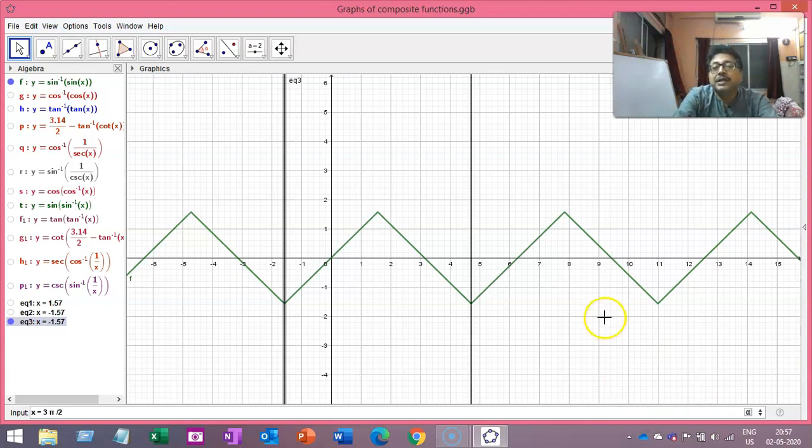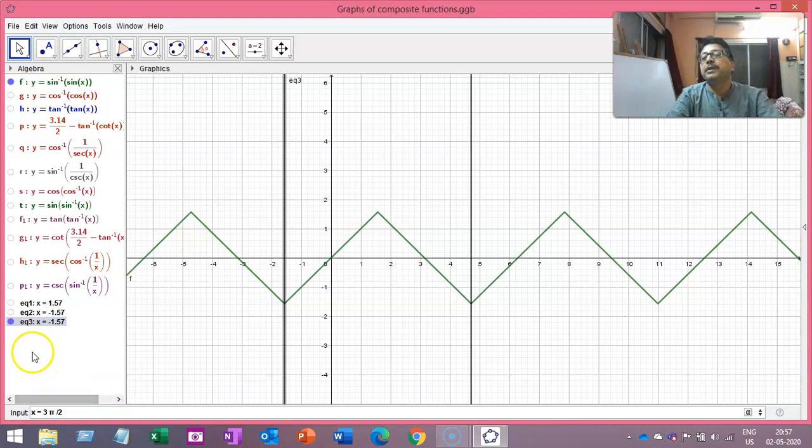So what I was telling you, equation of this line x equal to minus pi by 2, this is 3 pi by 2. So what is the length of this interval? This is 2 pi. Next, it will also be of length 2 pi. So the length 2 pi is being repeated. So period of this function will be equal to 2 pi.